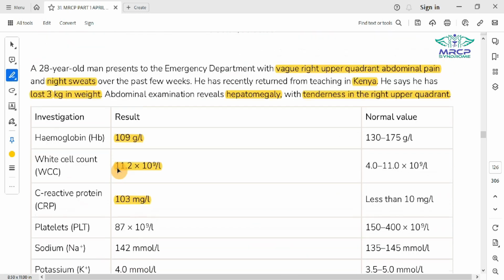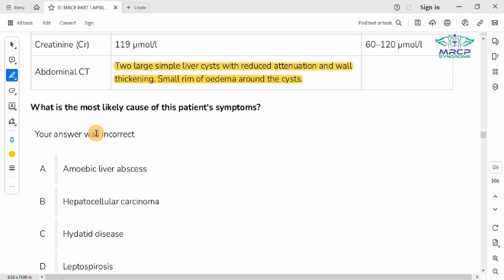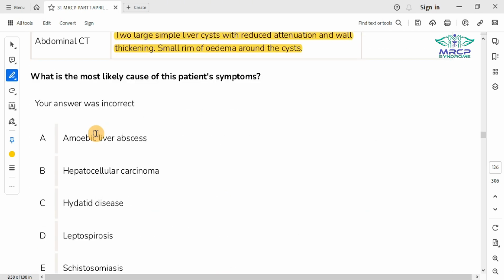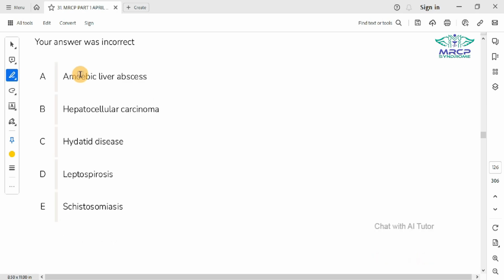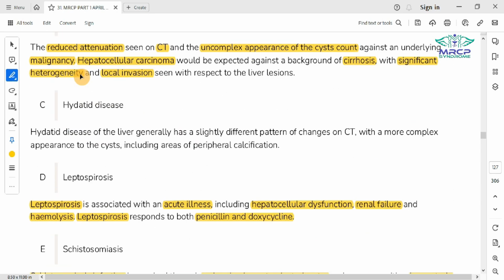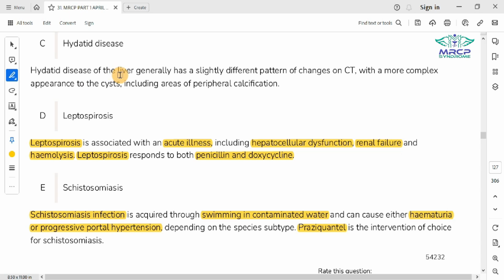Is there any incubation clue? Yeah. There is also something regarding the incubation: a long incubation period, usually greater than 7 days. This is related to amoebiasis and giardiasis. And the patient with amoebiasis can also present with amoebic liver abscess. Hydatid disease of the liver generally has a slightly different pattern of changes on the CT, with a more complex appearance of the cyst, including areas of peripheral calcification.